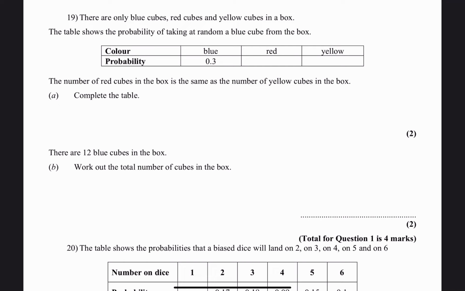Right. They have the same number of yellow cubes as red. Red and yellow are the same, so it's basically x and x. How many? 0.3, so the total should be 1. So what's that then? 2x plus 0.3 is equal to 1. 2x is 0.7, subtract it. x is 0.35.